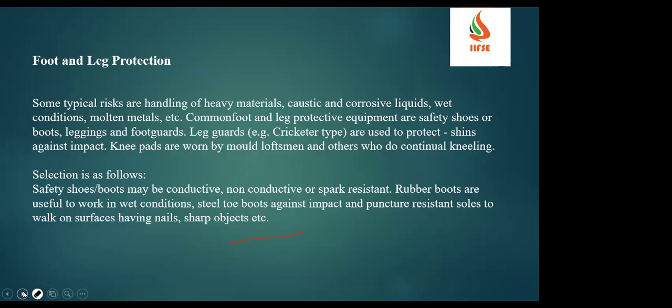Then foot protection. Some of the typical risks are handling of heavy materials. So we can say puncture, or people may step on projected nails, or material may fall on their toes and feet, or they may hit against objects which are on the pathway. So this is also a super requirement for people who are working in industries as well as construction works. Or sometimes chemicals also may fall on the feet. We can use rubber boots or gum boots for the people who are handling chemicals. Some typical risks will be heavy metals, caustic and corrosive liquids, wet conditions, molten metals, etc.